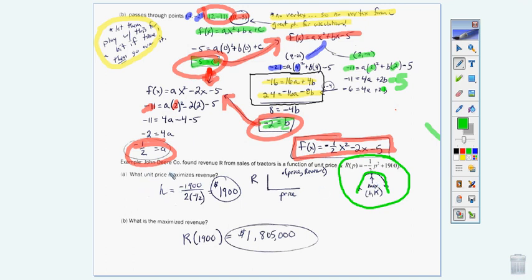So what unit price, what p or x value here maximizes revenue? That's where we do x equals opposite of b over 2a, which is straight up from here. When you do that, you get 1900. So that's the price that will maximize the revenue here. Well, what is the maximized revenue? Take the 1900, plug it into the function, and you will get that value out. So that one's a little more straightforward. The other one's a little intense. Hopefully they'll help you with your homework.